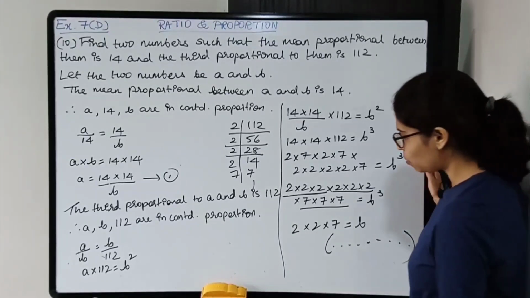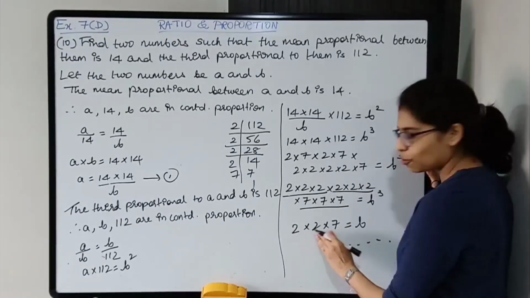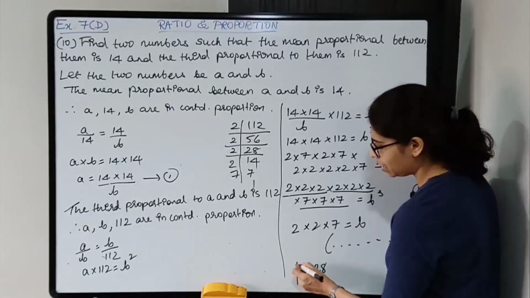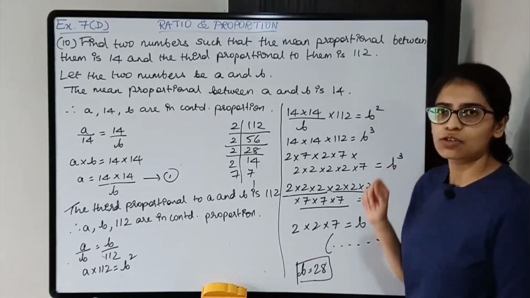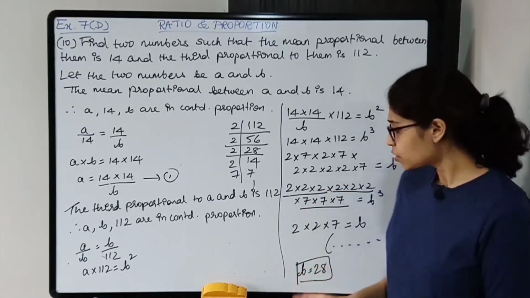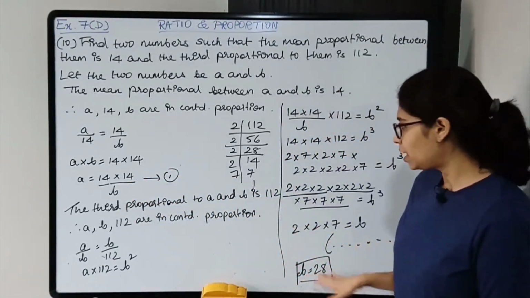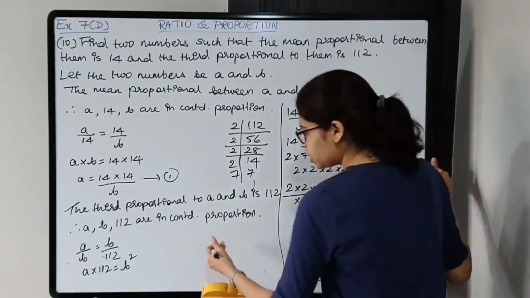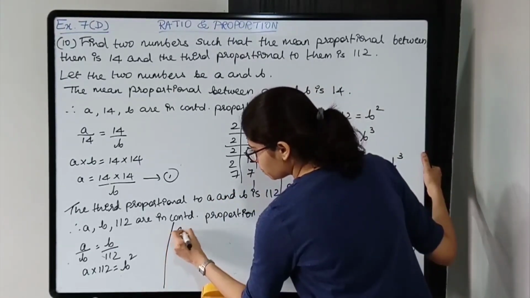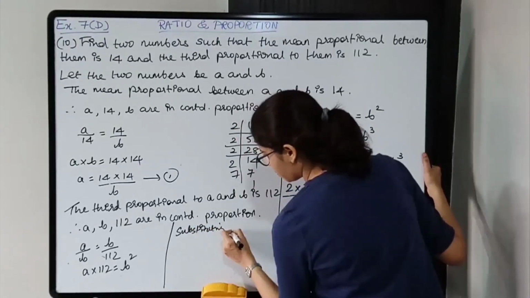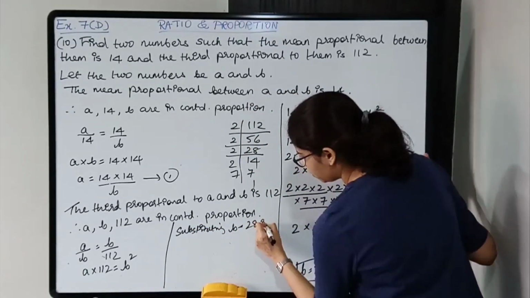Okay, so 2 2s are 4, 4 7s are 28. So B ka value we got as 28. Now we need to find the value of A. So just substitute the value of B over here. Okay, so let's substitute it. So after this you will do the working, substituting B equal to 28 and 1.